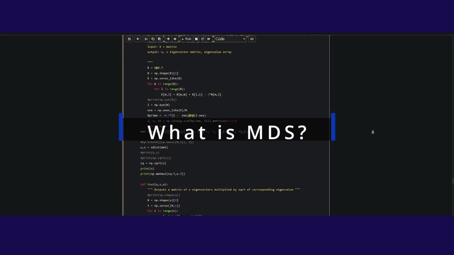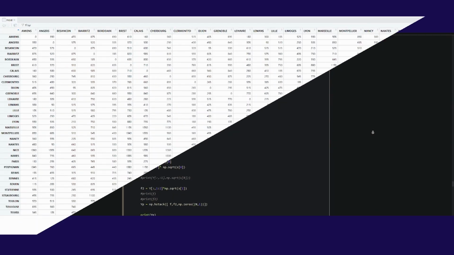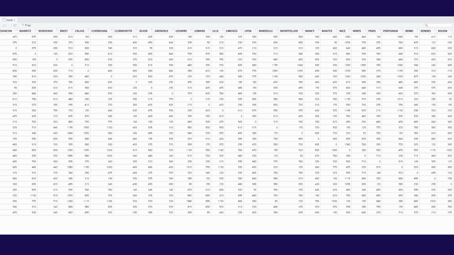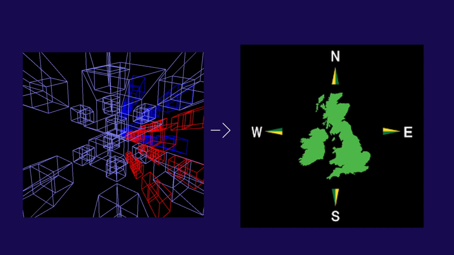What is multidimensional scaling, or MDS for short? Well, it's basically an algorithm that takes in a table of distances and turns it into a map, which preserves those distances. While finding this map, it will also find the variables it thinks are important to the plot, which can help with reducing the dimensionality of the data.